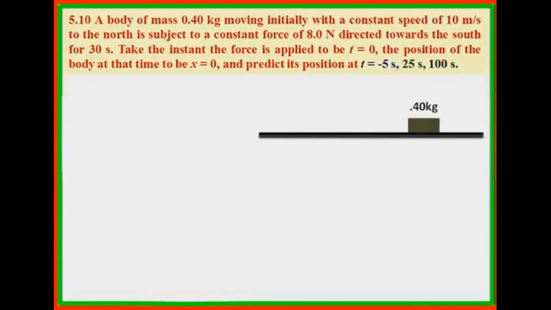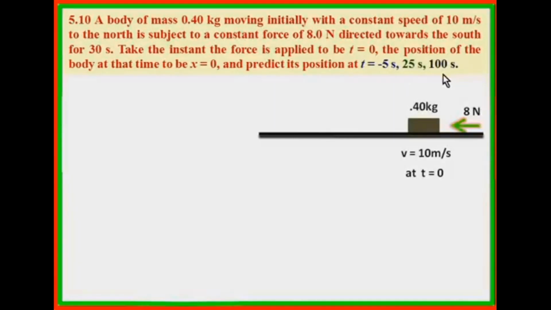We are considering the mass of 0.4 kilogram moving towards the north with 10 meter per second, and an opposite force of 8 Newton is going to act on it towards the south side. That means that at this time we have to start, so time is equal to 0, and that should be taken as the starting position, which is x is equal to 0 as well. For the 30 seconds, what will be the motion? For the first minus 5 second, what will it be? And for 100 second, what will it be?